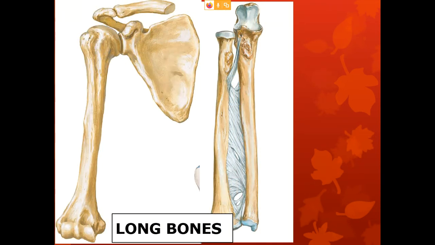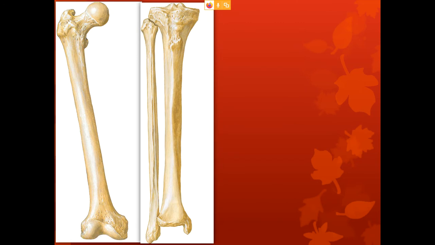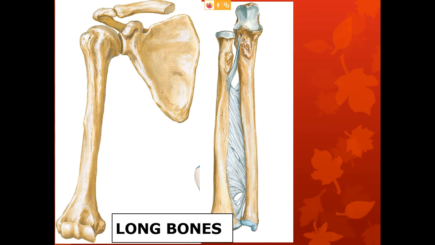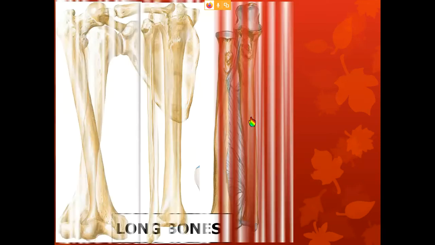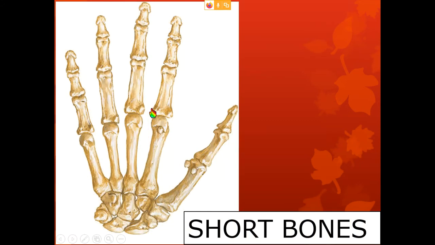Then let me show you the long bones. The shape itself is long in nature, and it has an upper end, a lower end and a shaft. So every long bone has an upper end, lower end and shaft. Here I am showing you all the long bones. When you are writing from an examination point of view, write the classification of bones according to the shape, long bones: humerus, radius, ulna in the upper limb. In the lower limb, we can identify the femur, tibia and fibula.